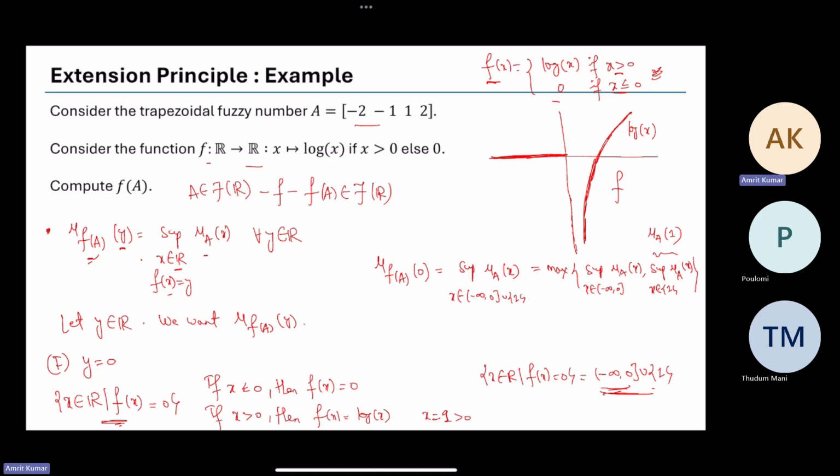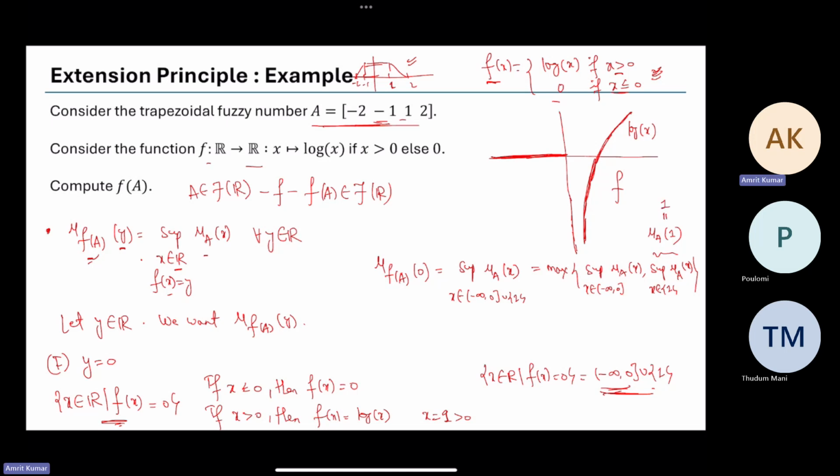Now what is mu A of 1? So this is a trapezoidal fuzzy number, and we know that it looks like this. So -2, -1, 1, and 2. Between -1 and 1, the membership function is going to be equal to 1. So I hope that is clear to you, right? I'm not drawing the graph of the membership function very clearly, but the idea is that if you take any x between -1 and 1, then it belongs to A with membership 1. So this becomes equal to 1.